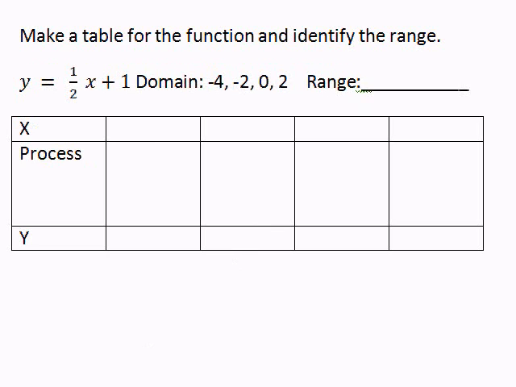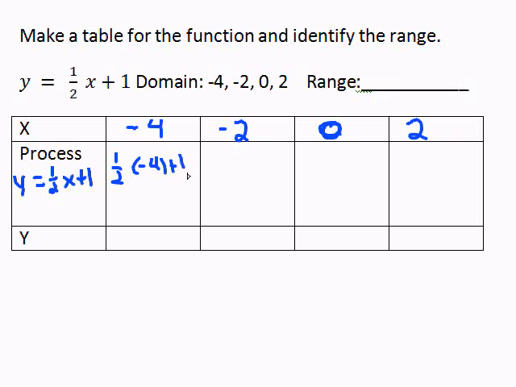Go ahead and try to make out this table on your own and press play when you're ready to see the answer. Okay, hopefully you filled in the x values as your domain, -4, -2, 0, and 2. To find the range, you would have put these x values in to find the y. By the way, y is equal to 1/2 x plus 1. So 1/2 of -4 plus 1. 1/2 of -4 is -2, plus 1 is -1.